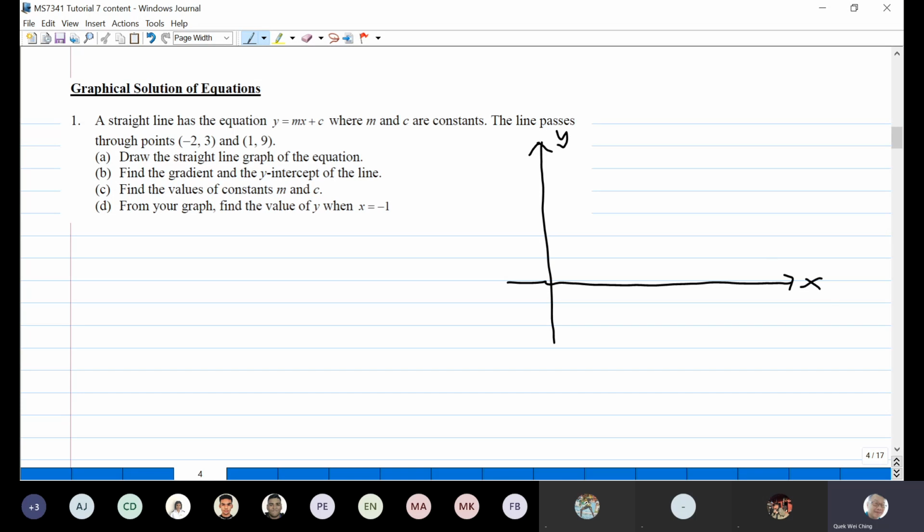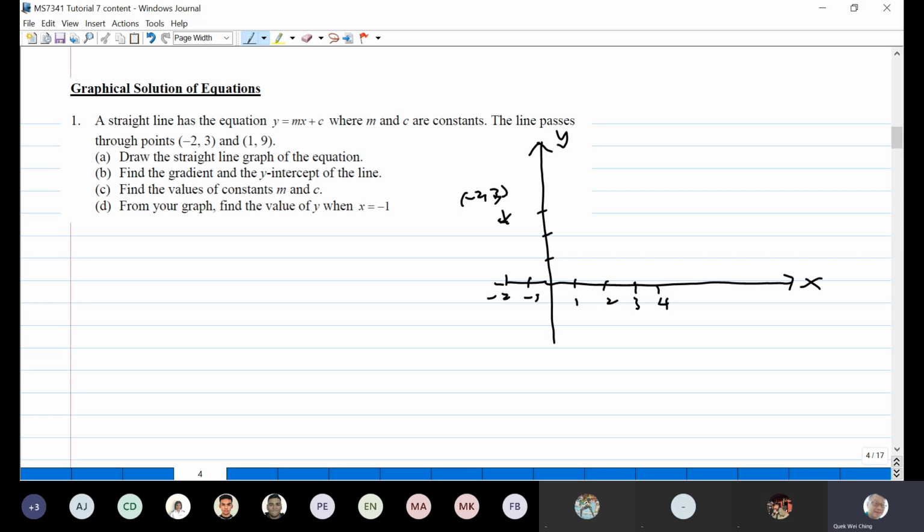Okay, so you label the points. So let's say this is -1, -2, then 1, 2, 3, 4. Let's see, this is a point here. So you have a point -2, 3. So this is 1, 2, 3. So -2, 3 is somewhere here. That's a point.